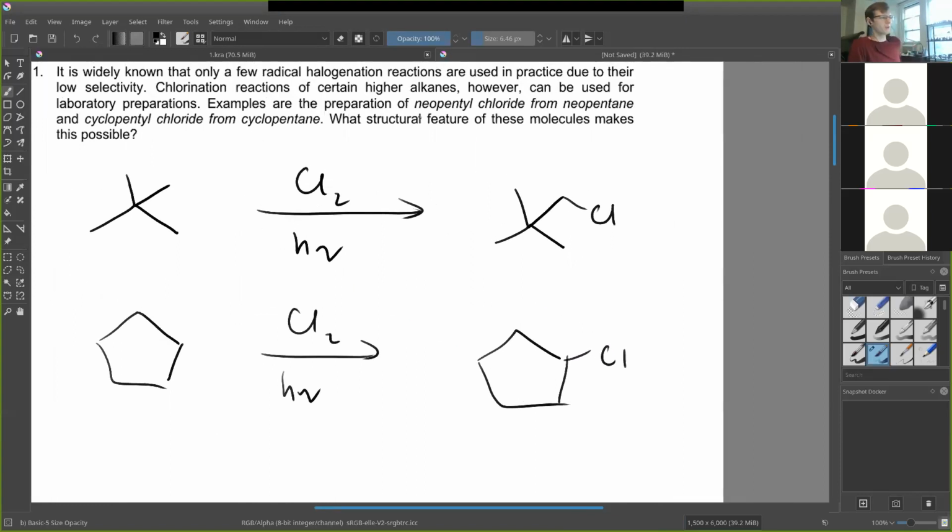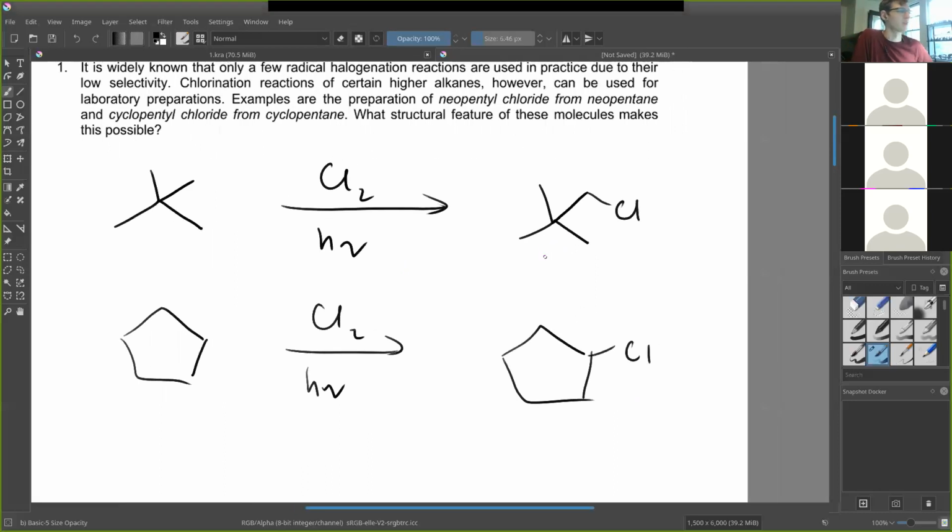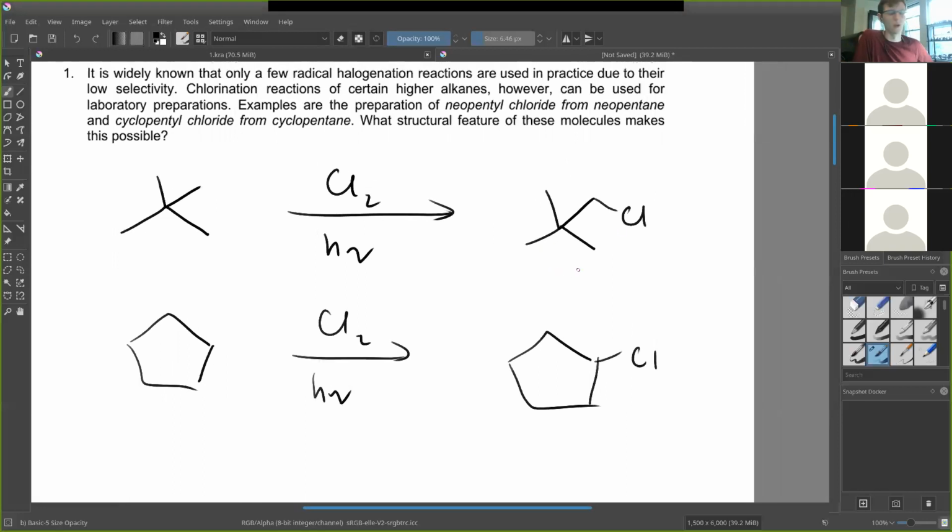What structural feature of these molecules makes this possible? I will ask you guys. Why should we chlorinate these molecules? What is the benefit here? Or what is nice about these molecules that makes it easy or good to chlorinate them?